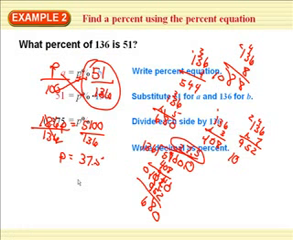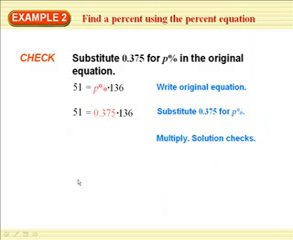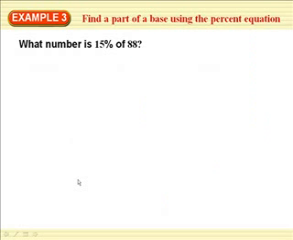So they're using the percent equation. Let's just go through and see what their answer is. 37.5 it is. I just think that percent equation is kind of confusing, so don't worry about that.